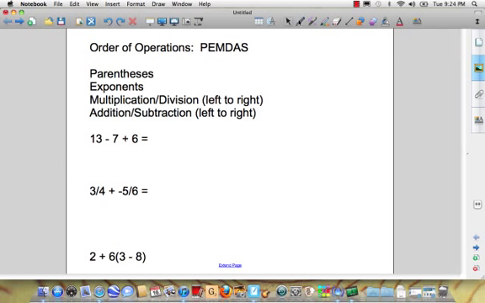This lesson reviews order of operations, or what many students prefer to call PEMDAS. The P stands for parentheses, E is exponents, M and D are multiplication and division, A and S, addition and subtraction. This order tells us how to do things if there's more than one operation.